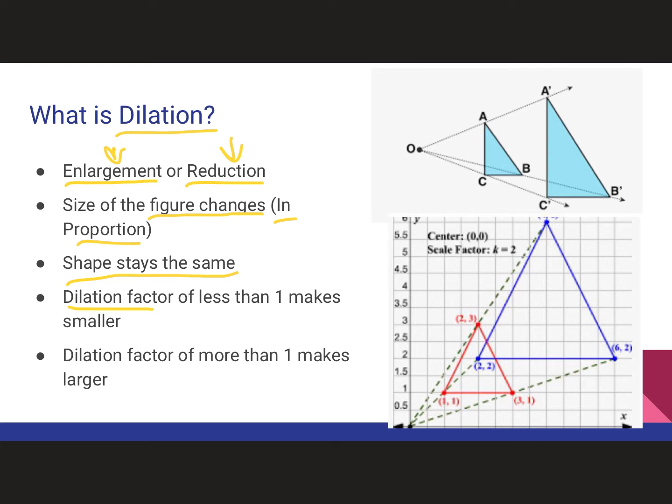When we have a dilation factor less than 1, it makes it smaller. If the dilation factor is more than 1, it makes it larger. Basically, we're going to be multiplying by the dilation factor. So if it is less than 1, it gets smaller. More than 1, it gets larger. So let's look at a couple of examples here.